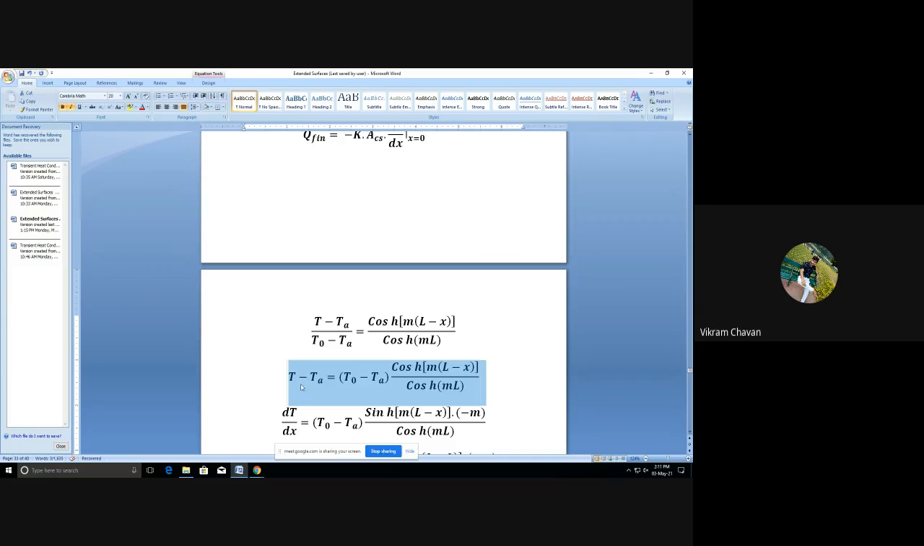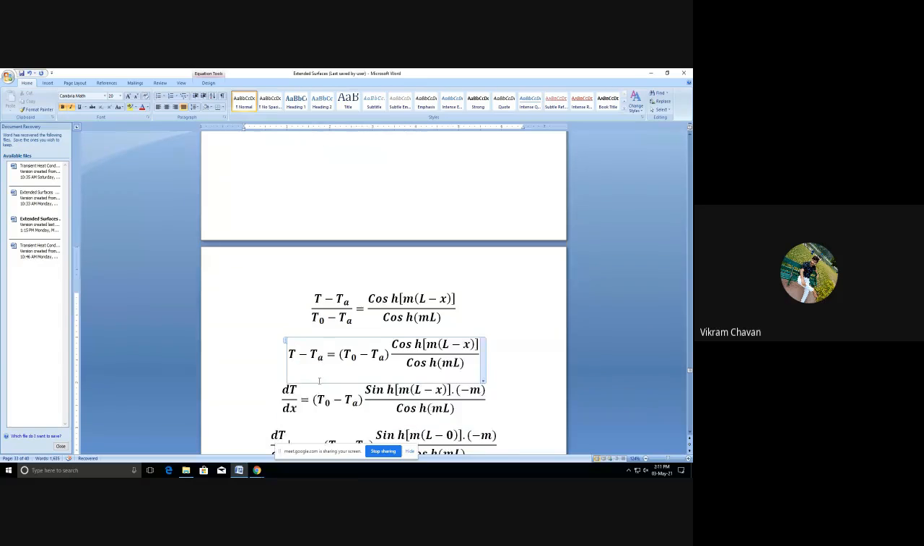If you differentiate this equation, the differentiation of T will be dT divided by dx, and the differentiation of Ta will be 0. So we get dT divided by dx. Here T naught minus Ta is once again a constant, so we keep it as it is. In the denominator, cosh of mL has no T term or x term, so it is once again a constant. We consider cosh of m multiplied by L as a constant.